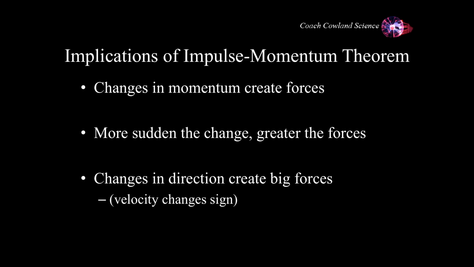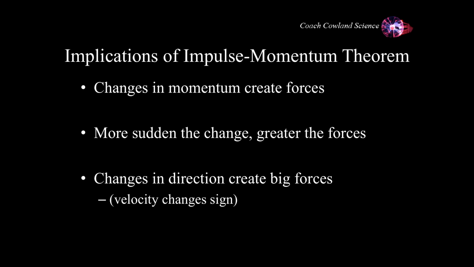So implications of this. When there's a change in momentum, there are forces involved. If you go from very fast to very slow all of a sudden, then there has to be a force involved somewhere for that to happen. The more sudden that change, the greater the force is. So if you change speed abruptly from 30 meters a second to 0 meters a second in a very small amount of time, then the forces are going to be very high. If you change from 30 meters a second to 0 meters a second over a long period of time, the forces are going to be small.